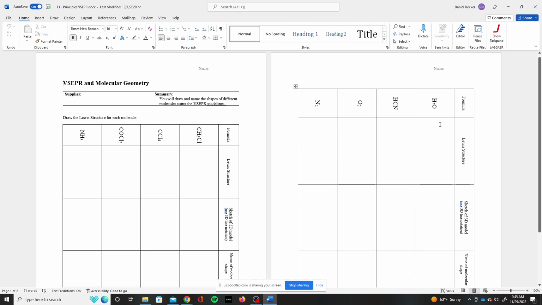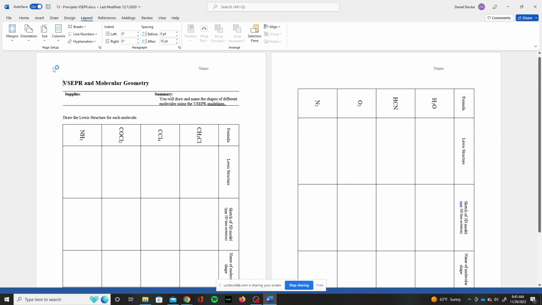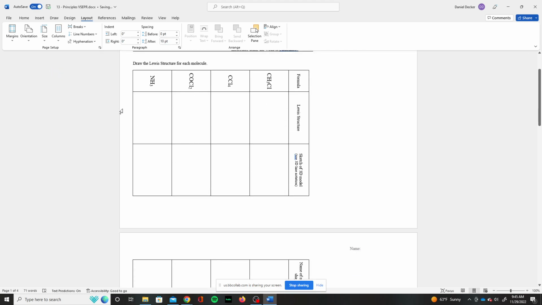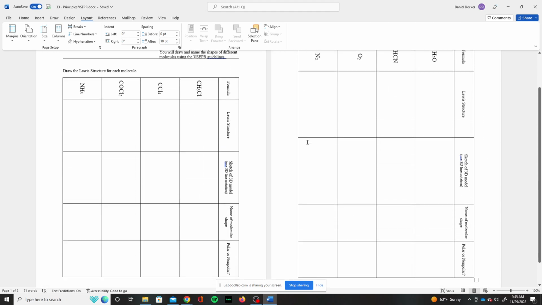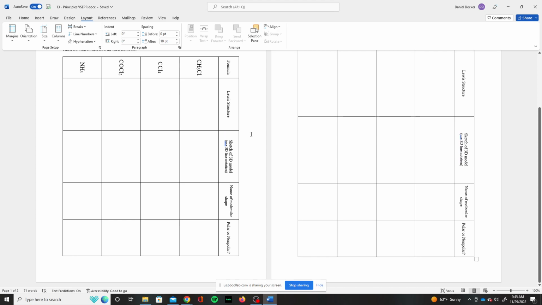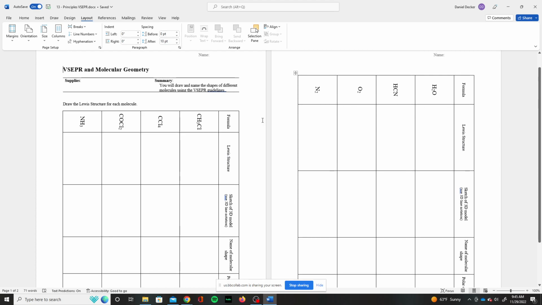So we have 8 different molecules here. Let me see, is there a way I can flip this? Don't know if I can. This might just mess up all of the formatting. Never mind. Undo that. So you might have to tilt your head 90 degrees to take a look at this, but we have 4 different molecules on each page here.